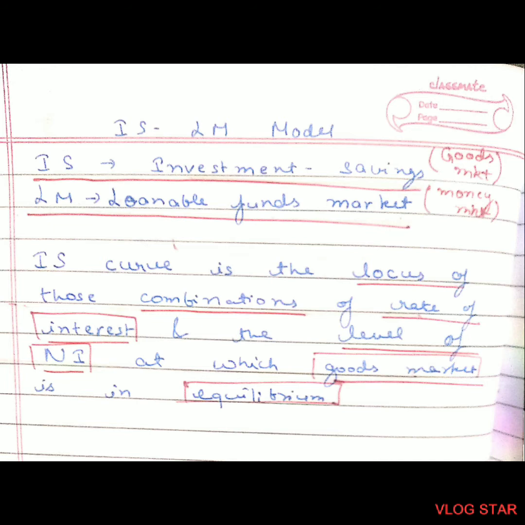Hello everyone, in this video we'll learn about the IS-LM model. As we know, IS stands for investment saving and it is for the goods market. LM stands for loanable funds market, that is for the money market.